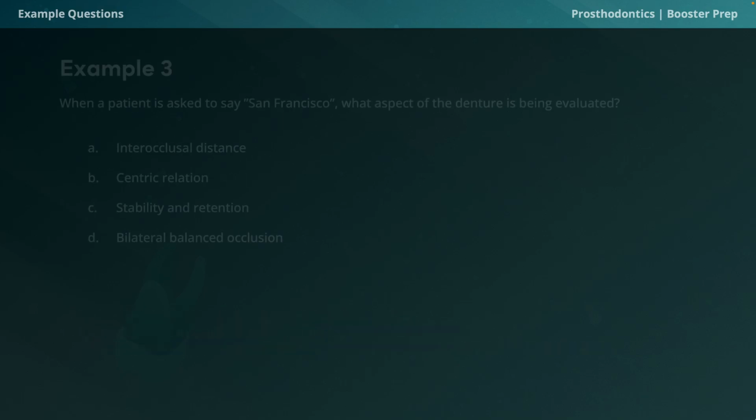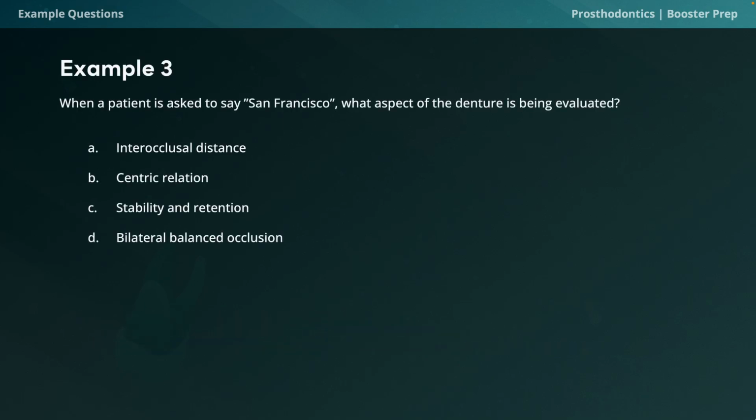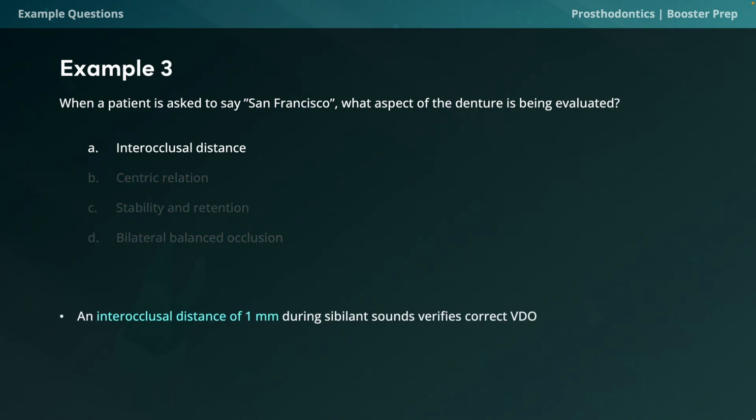All right, moving on to question number 3. When a patient is asked to say San Francisco, what aspect of the denture is being evaluated? Interocclusal distance, centric relation, stability and retention, or bilateral balanced occlusion? And the answer is A, interocclusal distance.